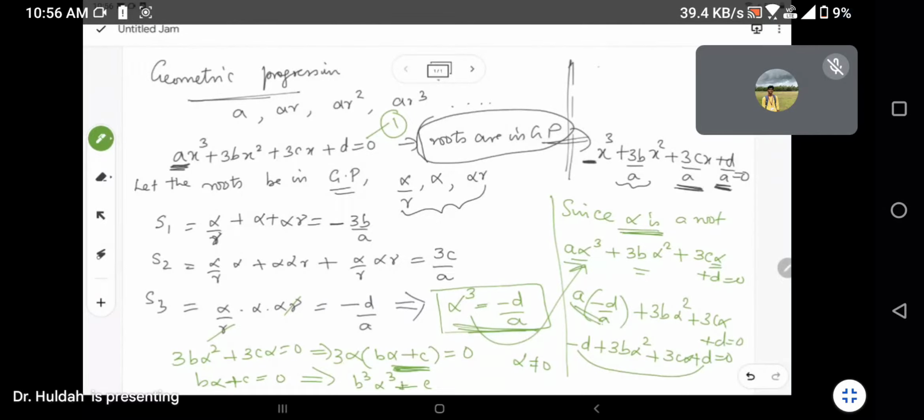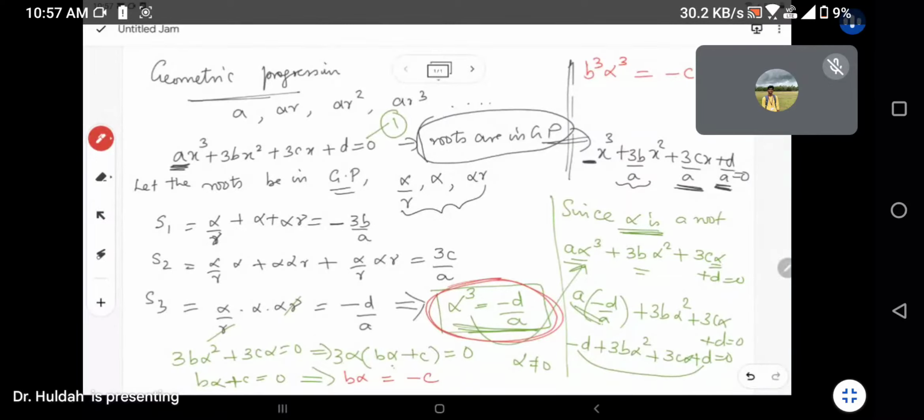Plus equal to 1 minute. I'm writing this as b alpha equal to minus c. Let's cube it: b cube alpha cube equal to minus c cube. Okay, why am I taking it as cube? Because I know the alpha cube value; after finding alpha, substituting the alpha cube value will be easier for us.